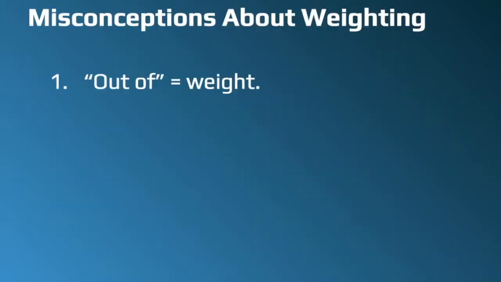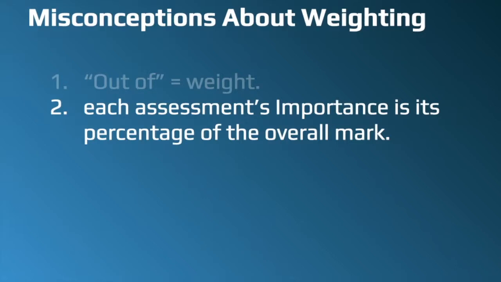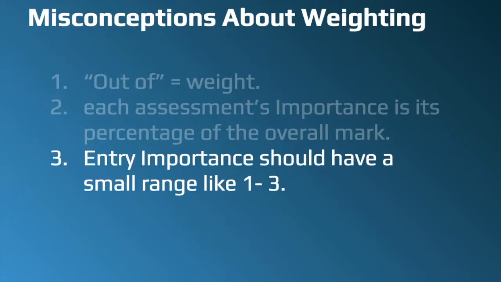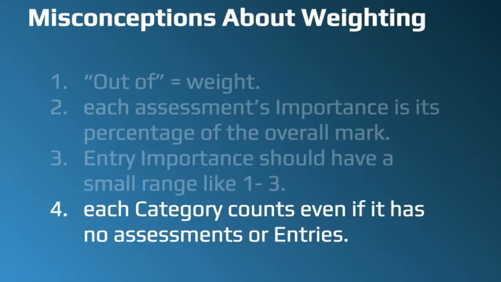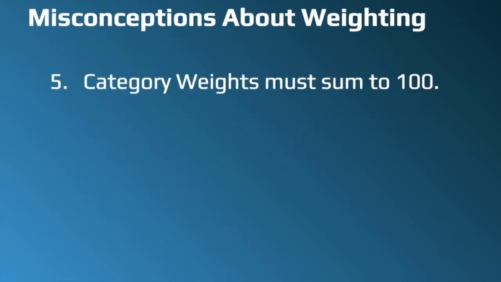Misconceptions about weighting abound. One is that out of is the same as weight. Not necessarily. Or each assessment's importance is its percentage of the overall mark. That depends. Entry importance should have a small range like 1 to 3. You can make it as large as you wish. Each category counts even if it has no assessments or entries. Not necessarily again. Other misconceptions are the category weights must sum to 100. MarkBook will take care of that.